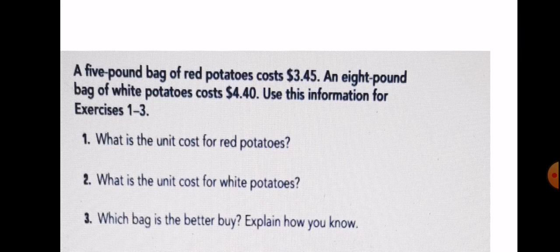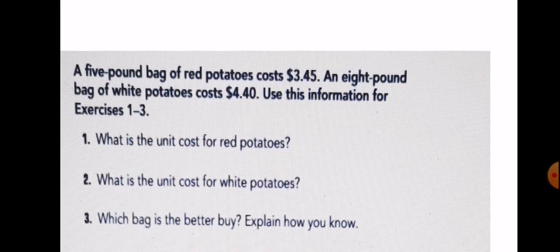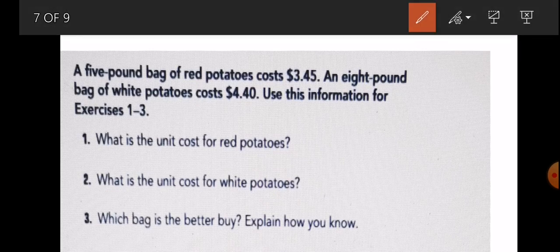The first question is, a 5-pound bag of red potatoes costs $3.45. An 8-pound bag of white potatoes costs $4.40. Use this information for exercises 1 to 3. Okay, let's start with question number 1. What is the unit cost for red potato? Unit cost means the cost of only one of the red potato.